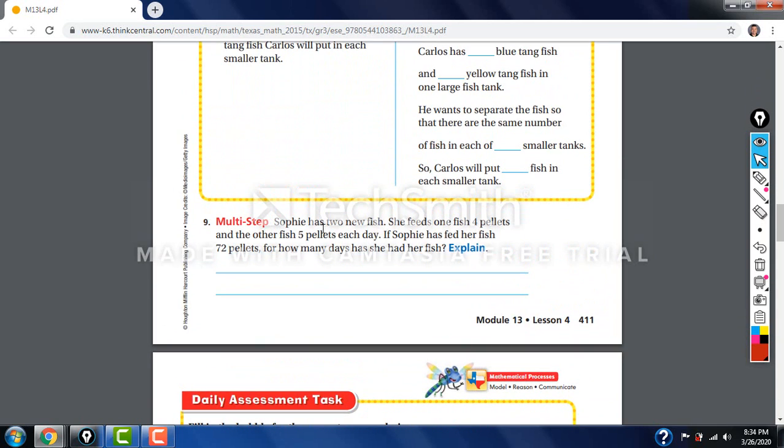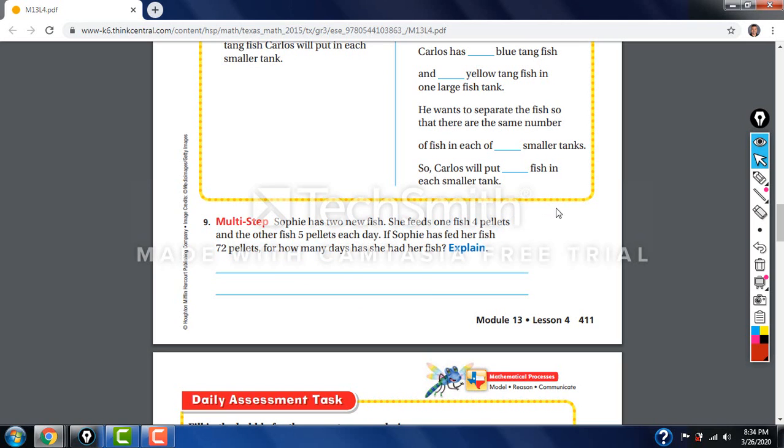Okay, let's go to another multi-step. Sophie has 2 new fish. She feeds 1 fish 4 pellets and the other fish 5 pellets each day. If Sophie has fed her fish 72 pellets, how many days has she fed her fish? So what do we need to do there? She feeds 1 fish 4 pellets and the other fish 5 pellets.